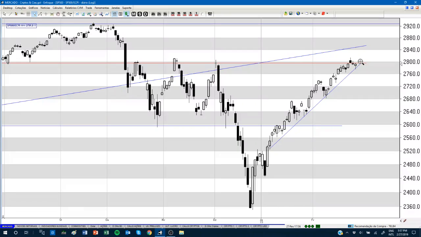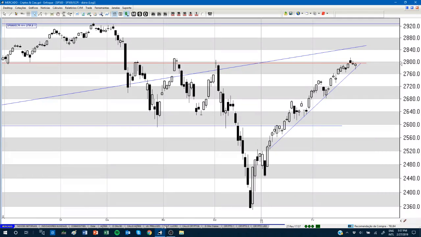But first thing, it has to break this support line here, and then of course for the bear market to establish, we would have to break all the supports that are going to be found along the way. I would point out 2600, 2440, and 2360, which is the last low. So that said, let's go to cryptos.